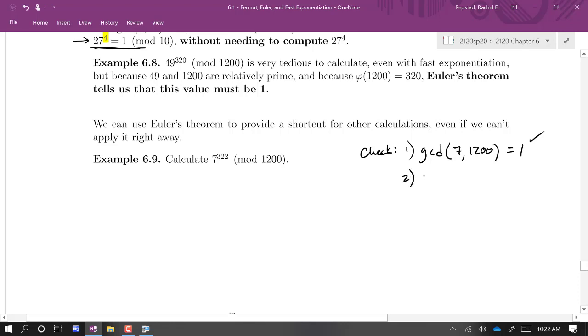And the next thing is we just want to make sure we're aware of the value of phi of 1200. We computed this on the last page. It's 320. Now our power is not 320, it's 322. But I'm going to use some rules of exponents and say that this is the same. I'm going to rewrite 322 as 320 plus 2, and if I'm adding in the exponent, that means that's the same as multiplying.